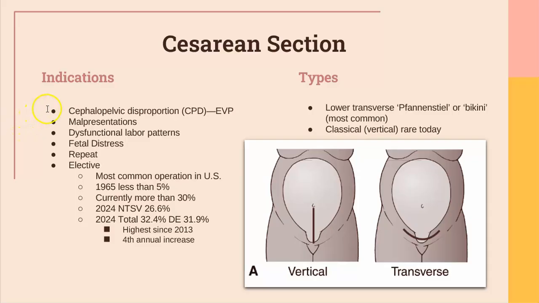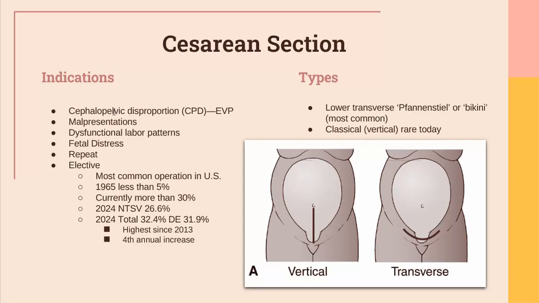So cesarean sections, you can have a C-section because of cephalopelvic disproportion. So that's CPD. Basically means the head won't fit through that pelvis. A woman does need to have a trial of labor before that's determined. Malpresentations, so a breech baby or transverse baby, dysfunctional labor patterns, any kind of fetal distress.